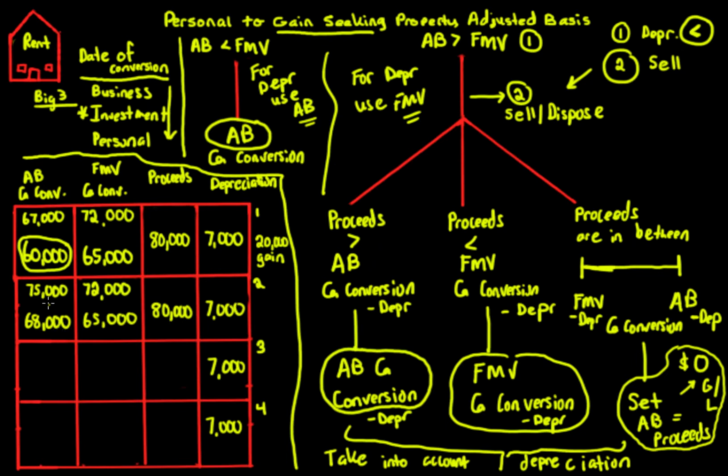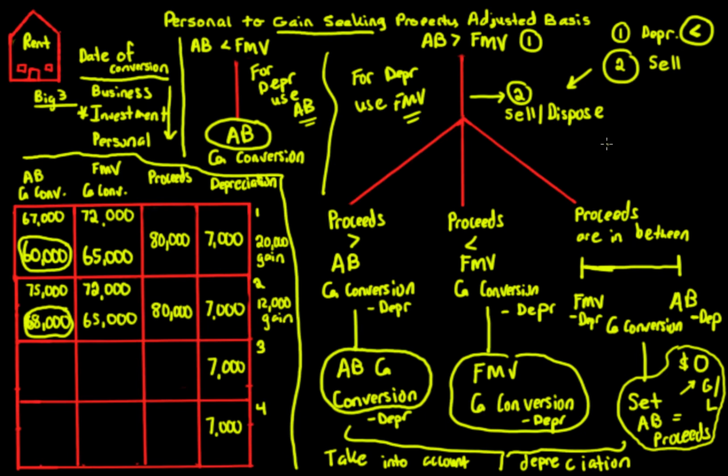So that means we're going to use the adjusted basis minus the depreciation when we're calculating our gain or loss. See that? That's what we're taking into account. So it's going to be 80,000 minus 68,000, which is a $12,000 gain. 80,000 proceeds, amount realized, minus our adjusted basis, which is adjusted for depreciation, 68. That's going to be $12,000 gain.